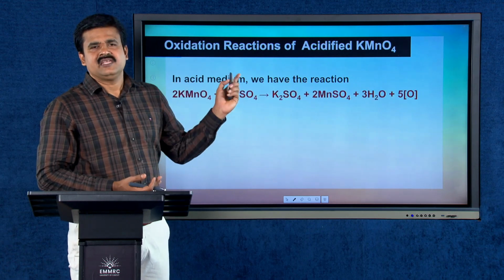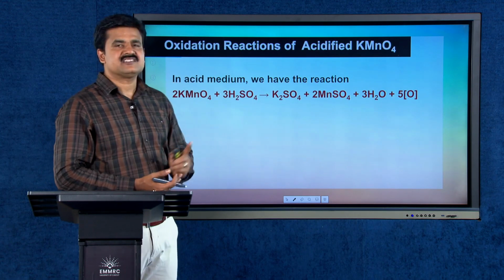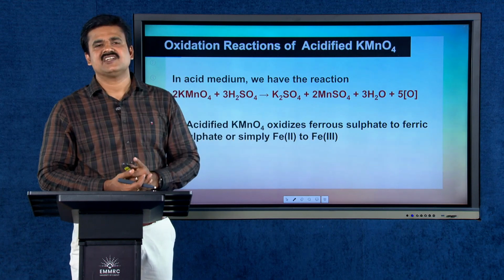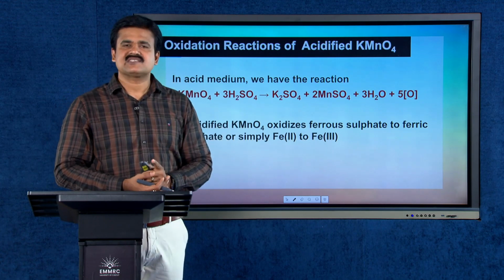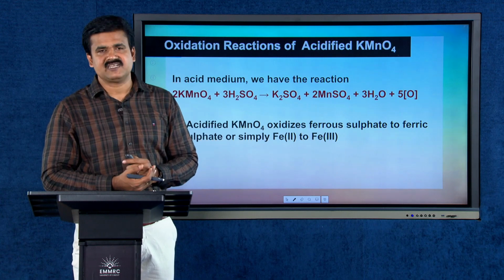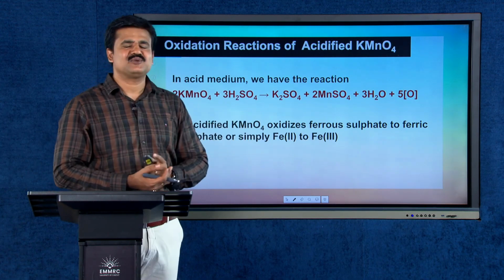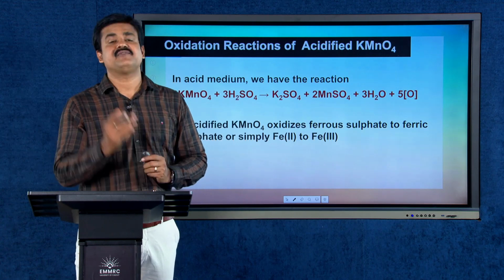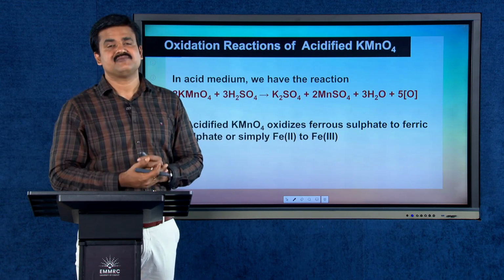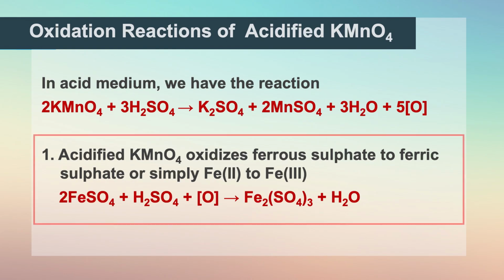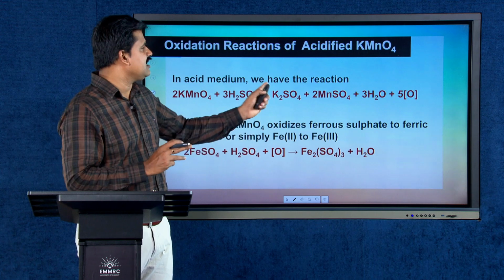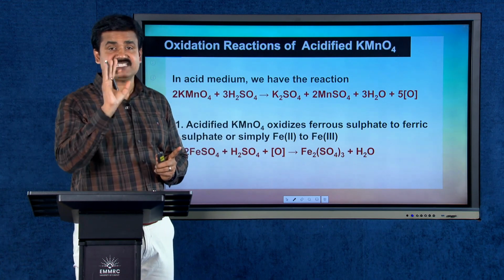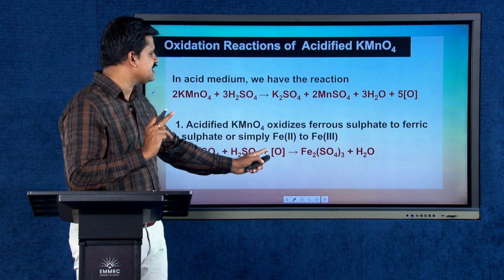The first reaction, in acidic medium, which you are familiar with: acidified KMnO4 oxidizes ferrous sulfate to ferric sulfate, or simply Fe2+ ions are oxidized to Fe3+ ions. Fe2+ is the ferrous ion, Fe3+ is the ferric ion, and acidified KMnO4 can bring about this transformation from Fe2+ to Fe3+ as per this balanced equation: 2 ferrous sulfate plus H2SO4 and 1 nascent oxygen. Remember, in the above reaction, there occurs the liberation of 5 nascent oxygen, out of which only 1 nascent oxygen is utilized in this case.